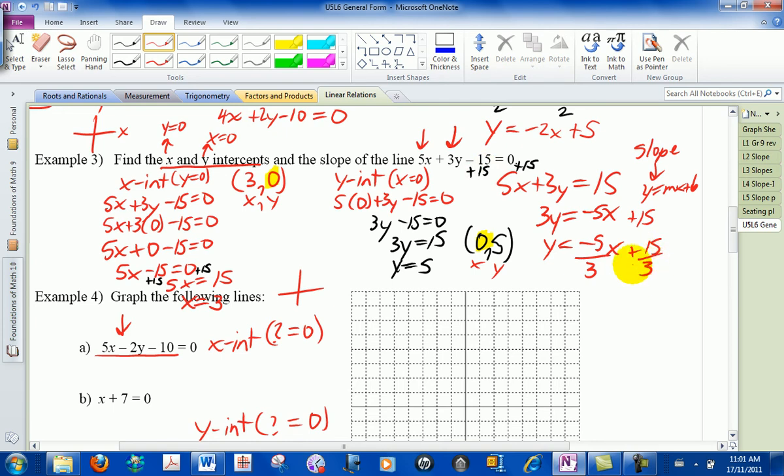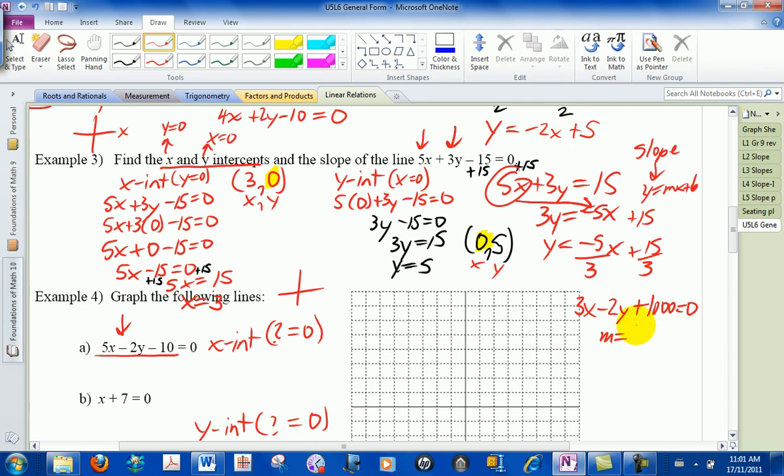And I can see my slope right away. I just have to make sure I change the sign. Because what happens to your x when you move it to the other side? It becomes a negative x term. Let's try something real quick. 3x minus 2y plus 10,000 equals 0. What's the slope?